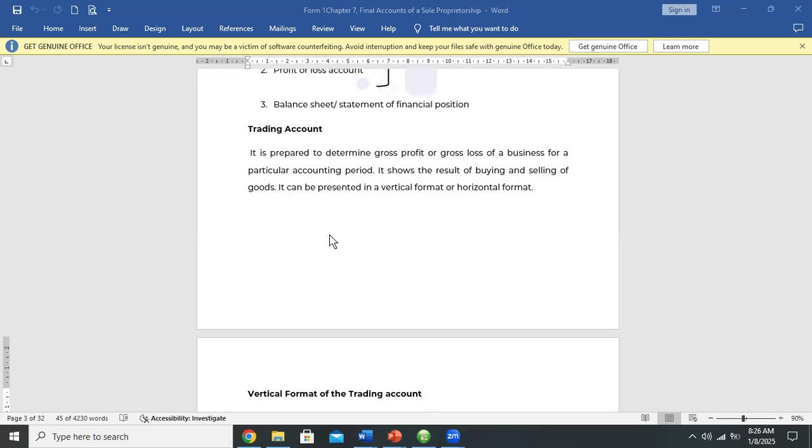Ladies and gentlemen, what it simply means is that if you are into buying and selling of goods, if you are a trader, the profit you make from your buying and selling is called a gross profit. And if it is a loss, it's a gross loss. So note that it is the profit or loss you make from your buying and selling only. So if you buy and sell shoes, the profit or loss you make on buying and selling shoes is that gross profit or gross loss. And for you to get that, you have to prepare a trading account. Okay, so it says it shows the result of buying and selling of goods.